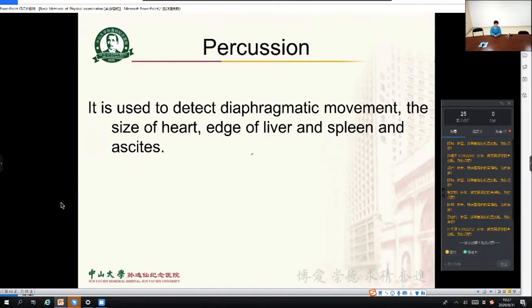It is used to detect diaphragmatic movement, to outline the lower border of the lung, as well as the upper border of the liver. So it is used to detect diaphragmatic movement, the size of the heart, the edge of the liver, the edge of the spleen, and ascites. So percussion is very useful in our daily work.